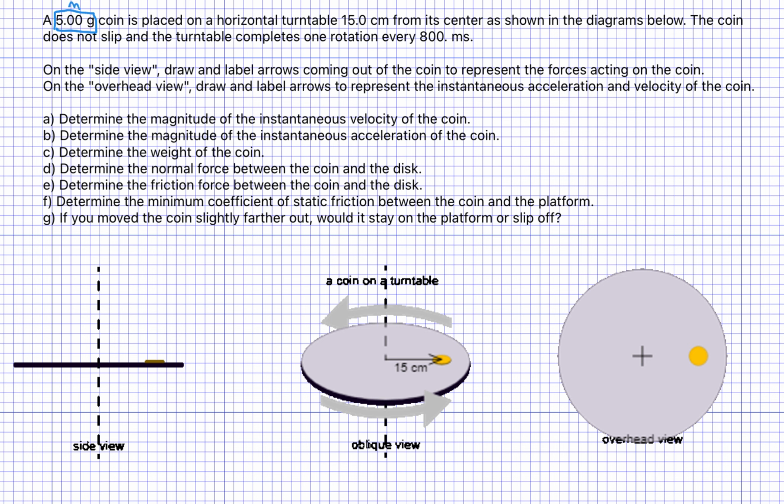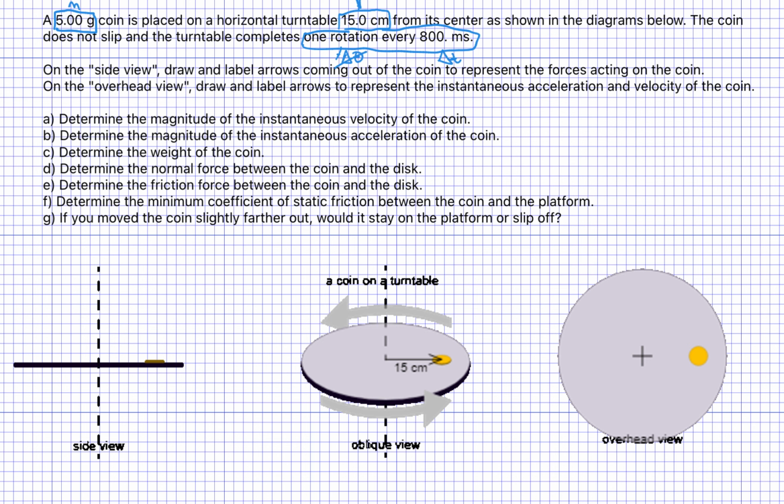So, okay, a 5-kilogram coin, so that's the mass, is placed on a horizontal turntable 15 centimeters from its center, so that's going to be its radius, as shown in the diagrams below. The coin does not slip, and the turntable completes one revolution every 800 milliseconds. So for one rotation every 800 milliseconds, it's tempting to call that delta theta is 1, and I guess the time for one rotation, delta t, would be 800 or 0.8 seconds.